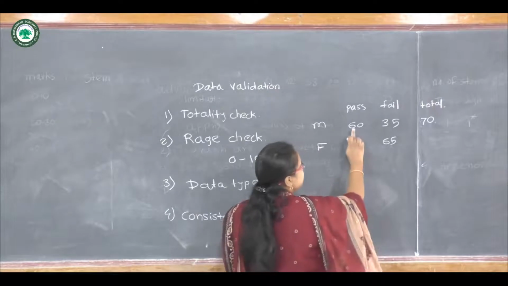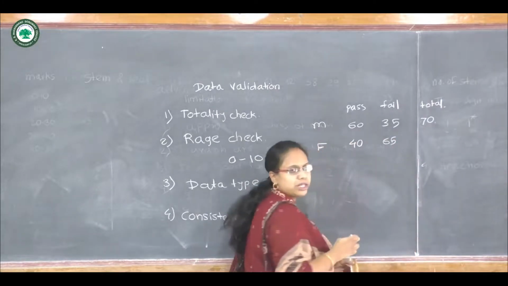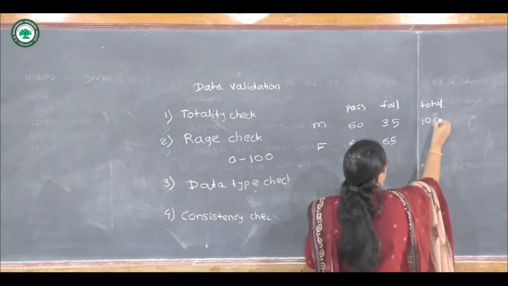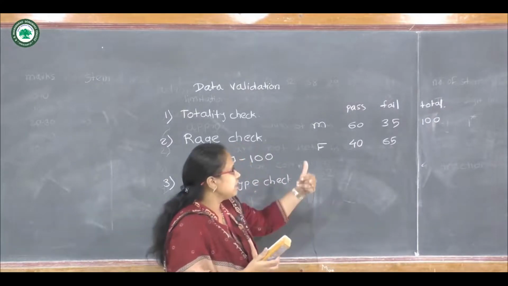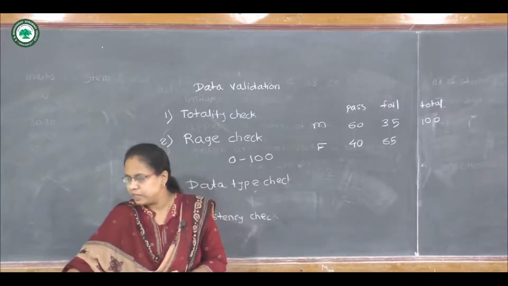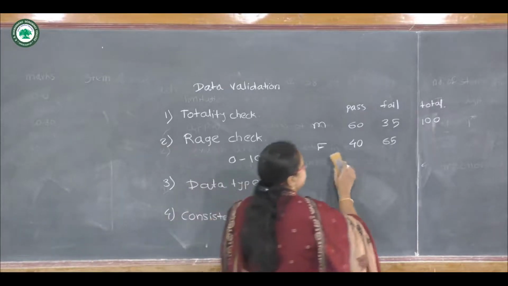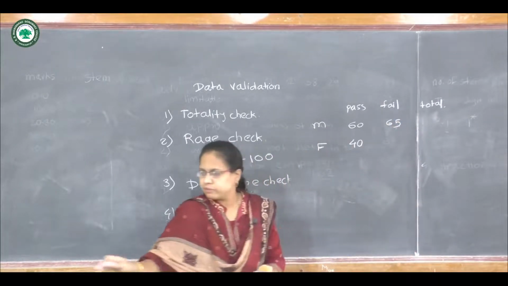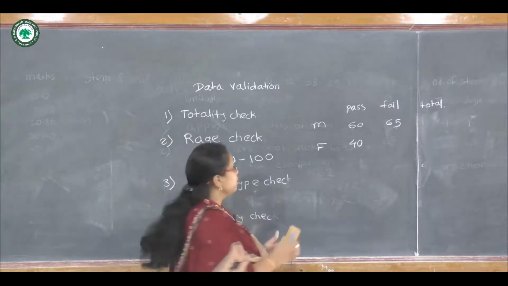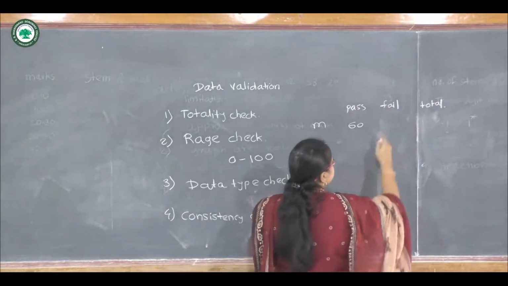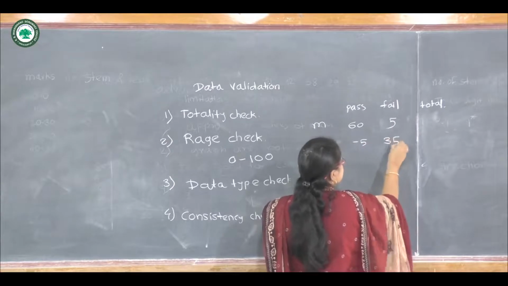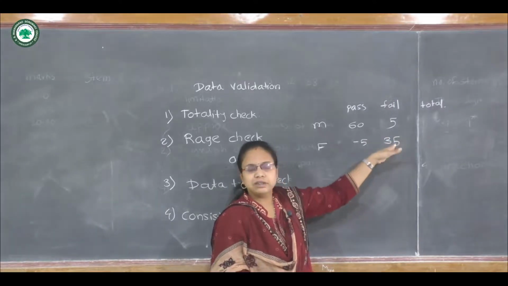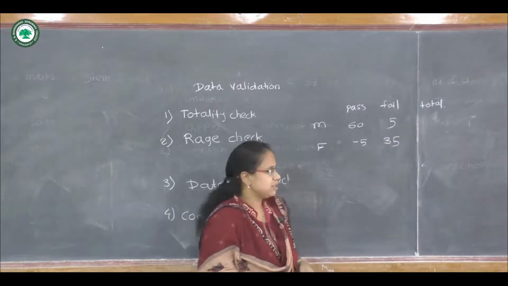So here we can see that the summation of 60 and 35 is not equal to 70, or it is not equal to 100. So totality should be checked. Here we can see that consistency is not happening in the given data. So we can take another example as 60, 65, then 5 and 35. This is not possible for the data, that is, we can say that this data is not consistent.